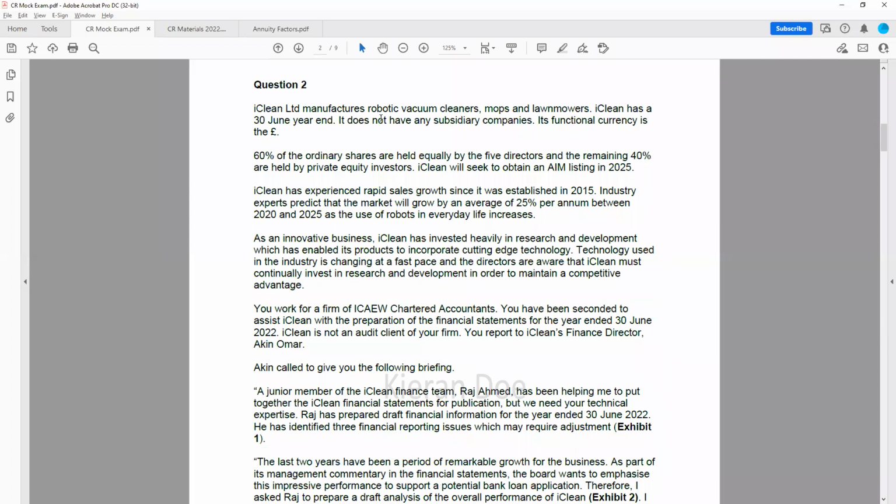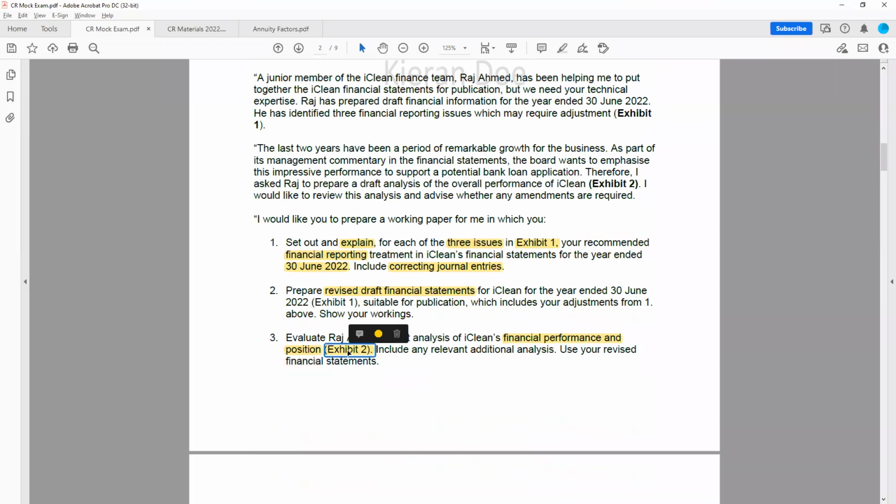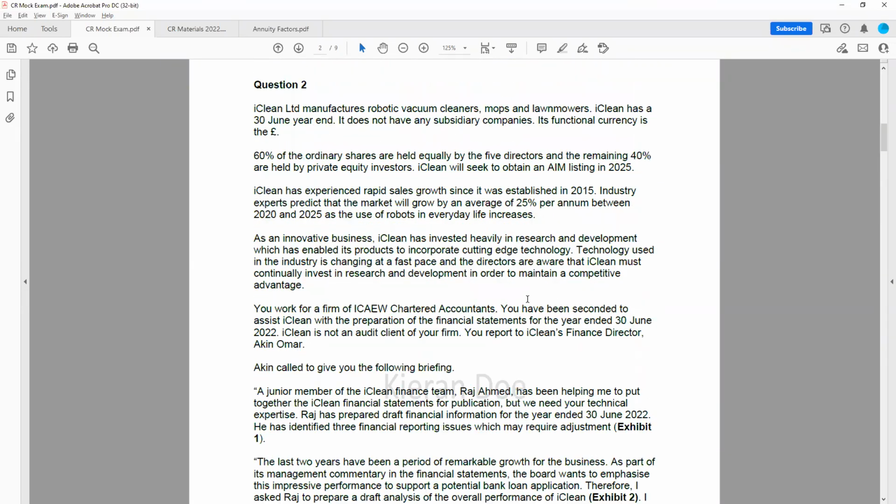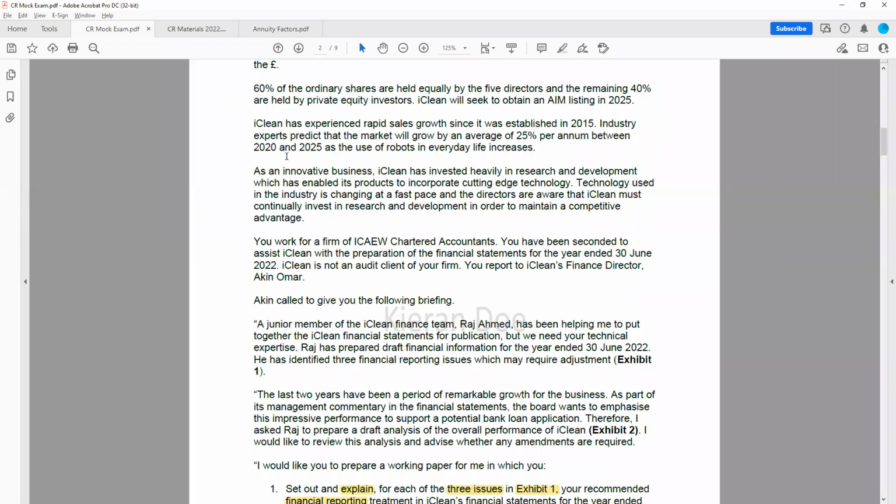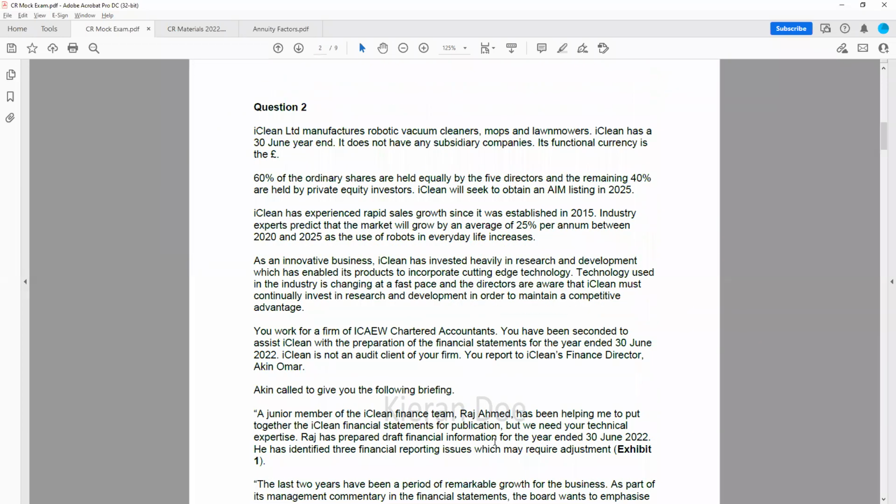So once you've allocated your time and you've identified what's in each exhibit, we know, for example, we don't need to read exhibit 2 for now or pay too much attention to anything explaining the performance and position, because we'll come back to that. So we've got a good feel for how the question is structured. What you usually get here at the start is a brief explanation of the company, what the company does, what your role is, and it usually summarizes the requirements again, perhaps explains them in a bit more detail.